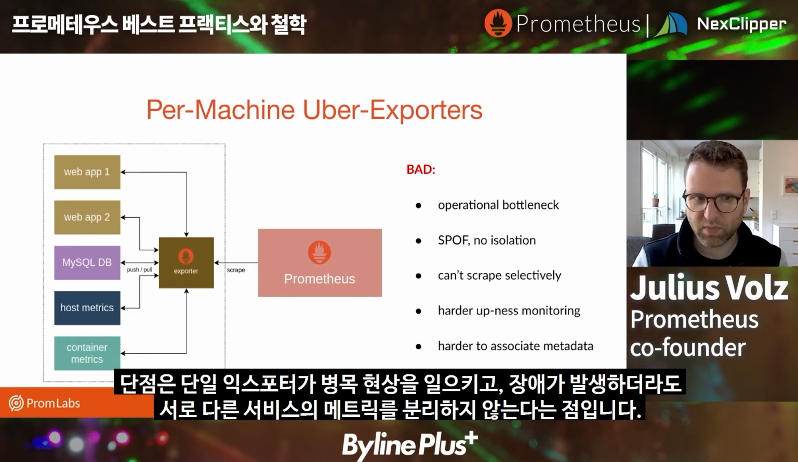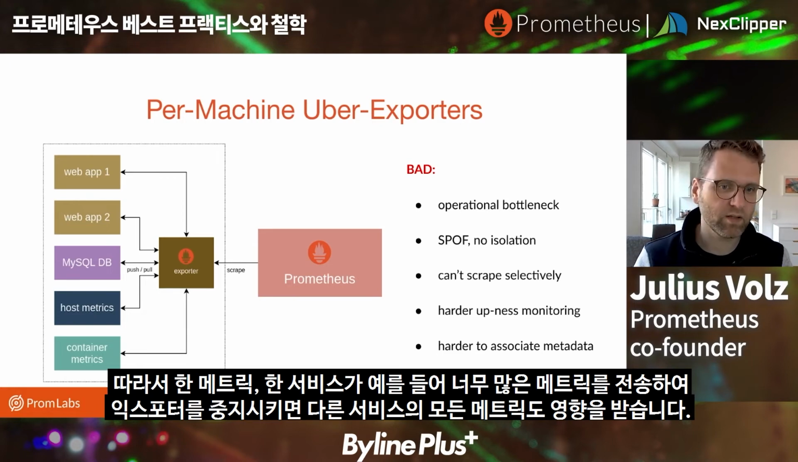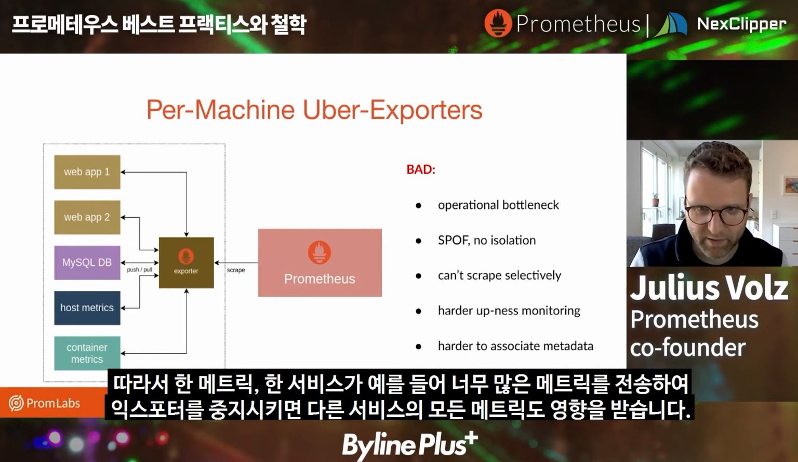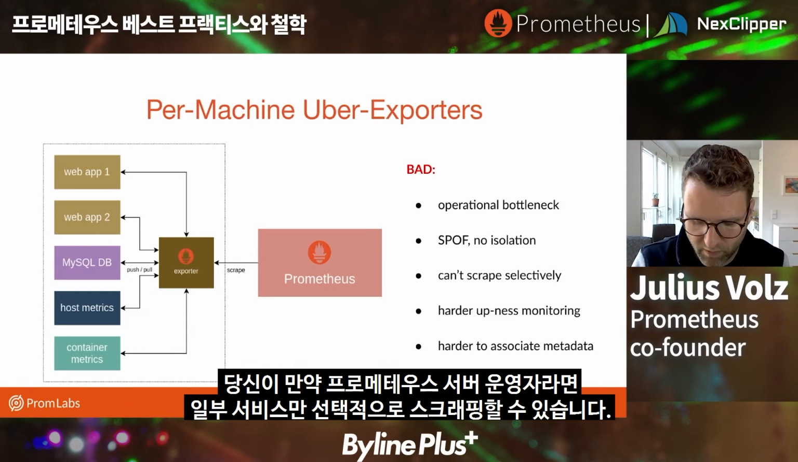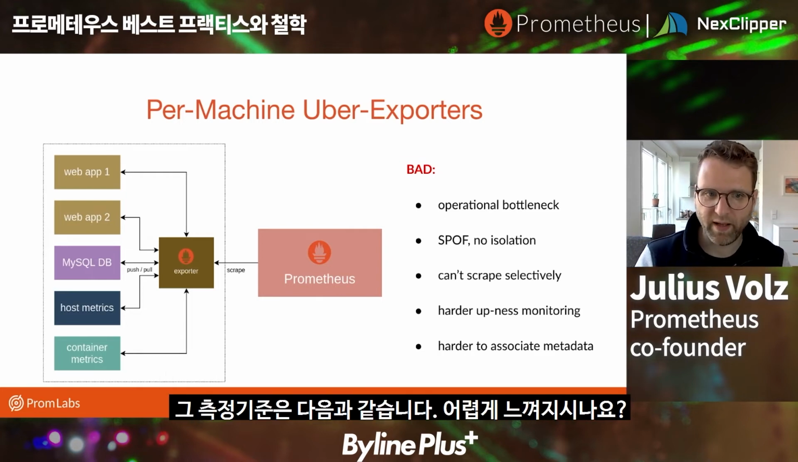there's no isolation between the metrics of the different services. So when one service sends too many metrics, for example, and kills the exporter, then all the metrics of the other services will also be affected. And as the Prometheus server operator, you may want to selectively scrape only some of the services. For example, maybe you're the MySQL database administrator and you only want to scrape the MySQL database and the metrics from that. Now you cannot easily do that, right?